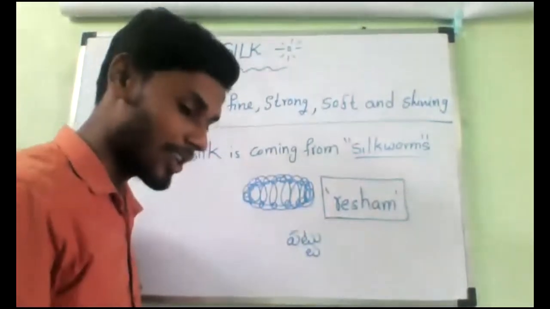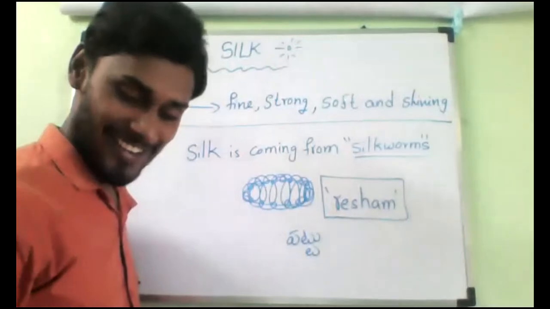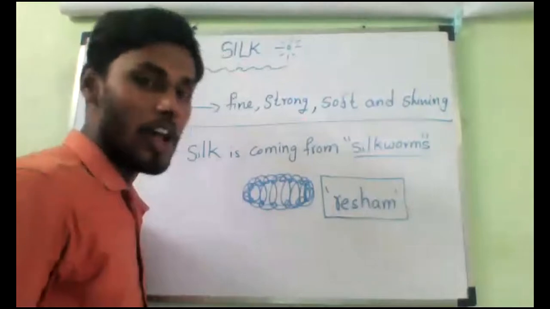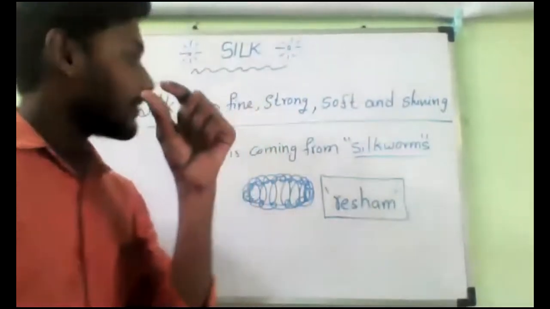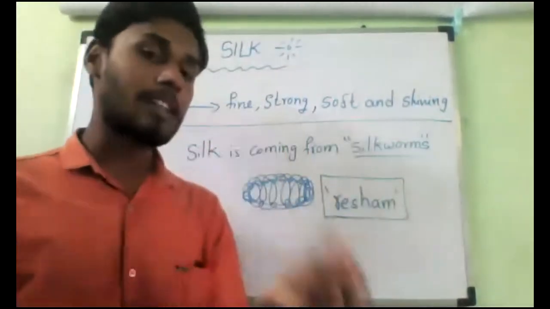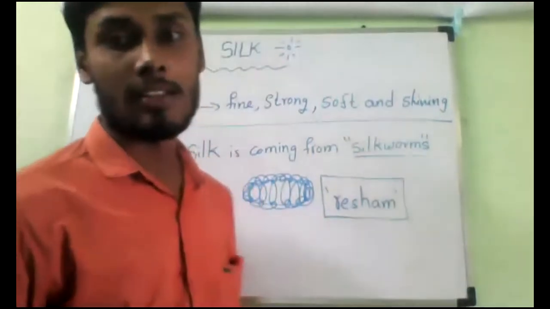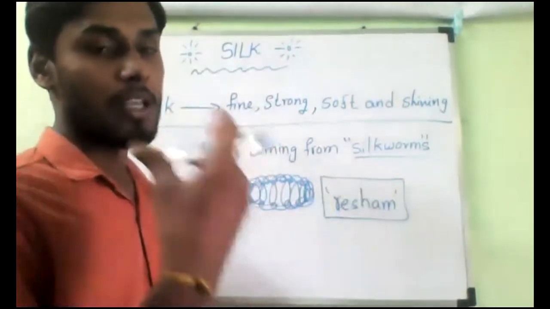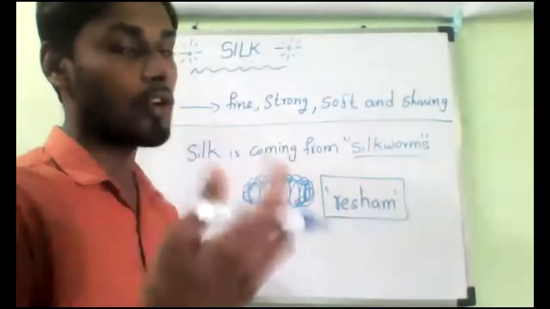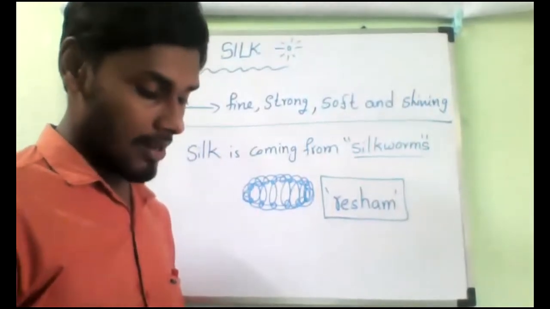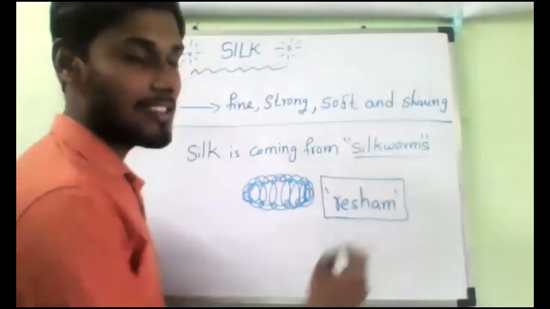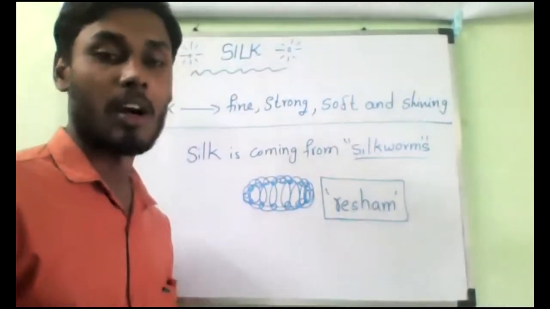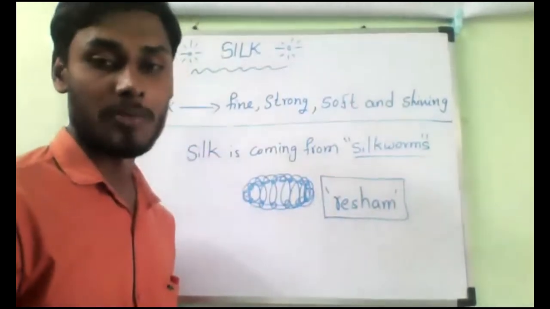Tamil, what do we call it? Pattu chira. Silk sari. Pattu. You know, silkworms will be there, like beetles. For them, we will give some kind of leaves to eat continuously. What is that leaf called in Tamil? In Telugu, that leaf is called resham aku. Aku means leaf in Telugu. So we can feed the silkworms resham aku. I don't know in Tamil.